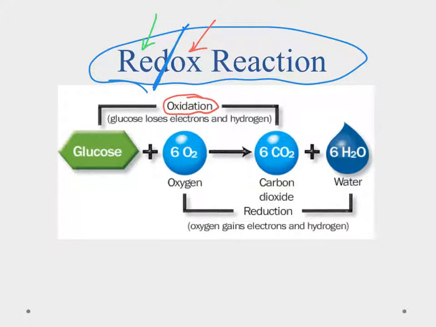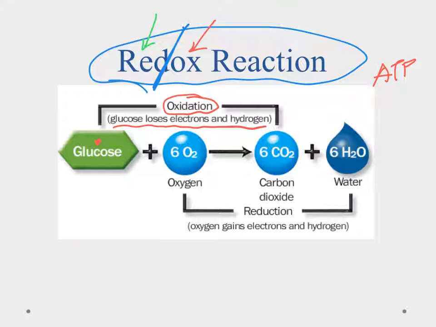The oxidation is where glucose is going to lose an electron and a hydrogen. So our glucose molecule is over here. This is where we're starting at. And it's going to lose electrons. The electrons it loses are what goes on to form this ATP. But it also loses some hydrogen.